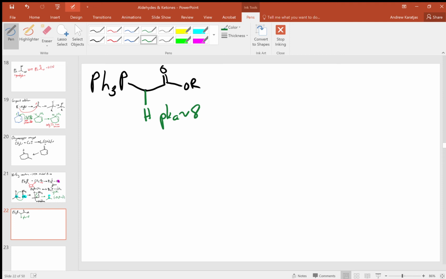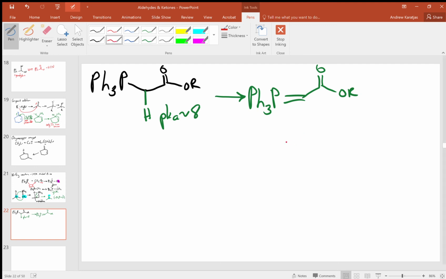Acetic acid has a pKa of just under 5. And so it's really easy to remove that proton to form this ylid, or this type of ylid. And this is an example of an ylid that is so stable that you can actually make it and stick it in a bottle and sell it, and it'll sit around sometimes for years and still be stable.